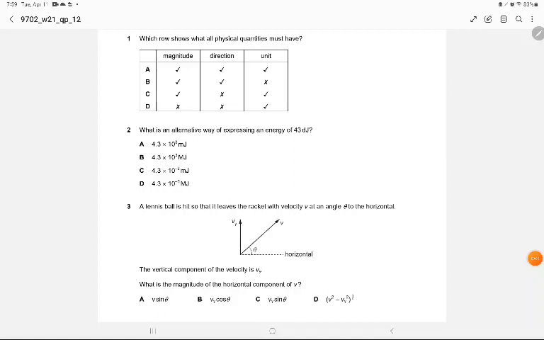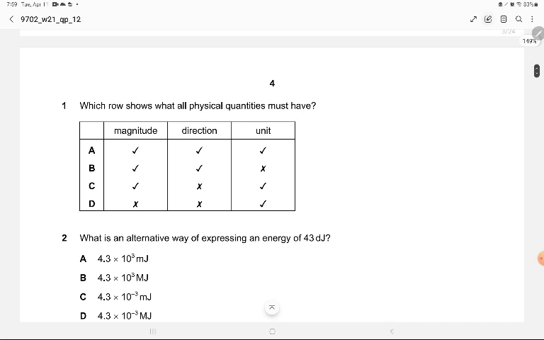Hey guys, what's up? I'm going to be recording another paper today, which is Winter 21 question paper 1 2. Okay, so let's just begin immediately without wasting much time.